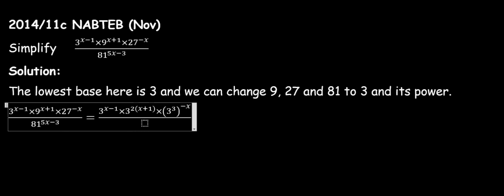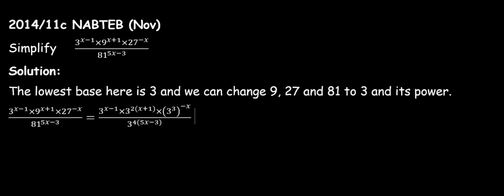Over our denominator will become 81 is the same thing as 3 raised to power 4. But remember there was power there, so we introduce bracket to protect the former power that was there, which is 5x minus 3. I'll close the bracket. Then, to open up the powers in the bracket, we now start working.